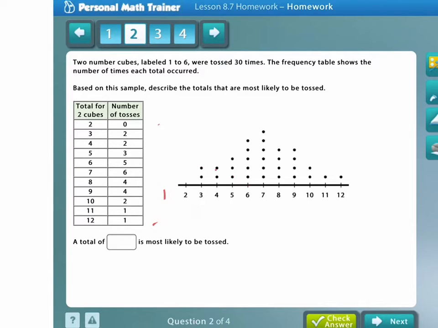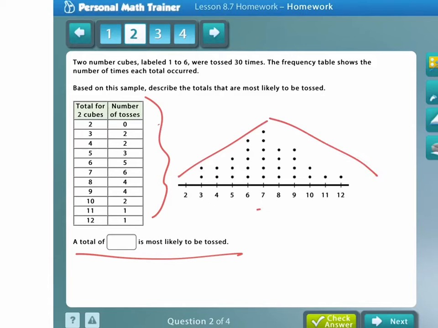What they're asking you in this is to use this data and to figure out what is most likely going to happen. So a total of what is most likely? Well, if you look at the data here, or it's easier just to look at the plot, which one has the greatest number of outcomes? It's pretty obvious looking at the plot that 7 occurs most often, so that would be the one that is most likely tossed.